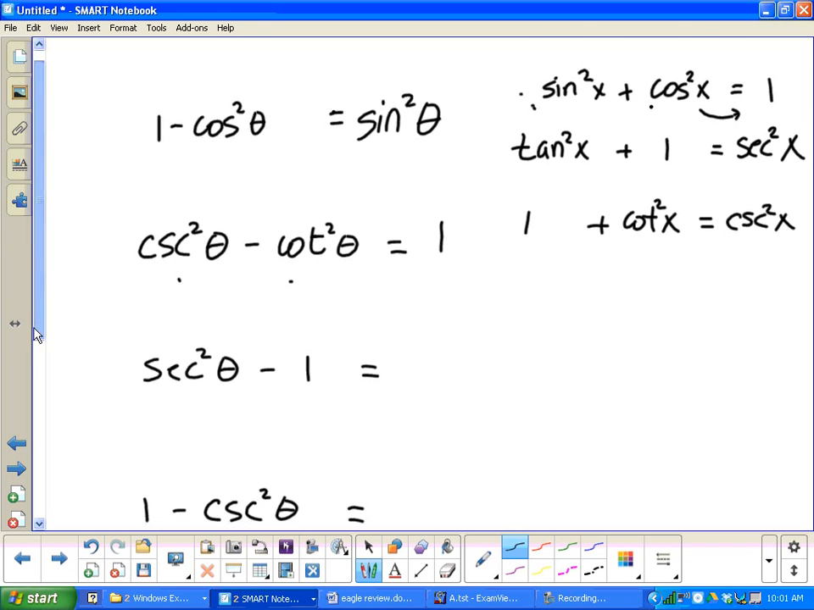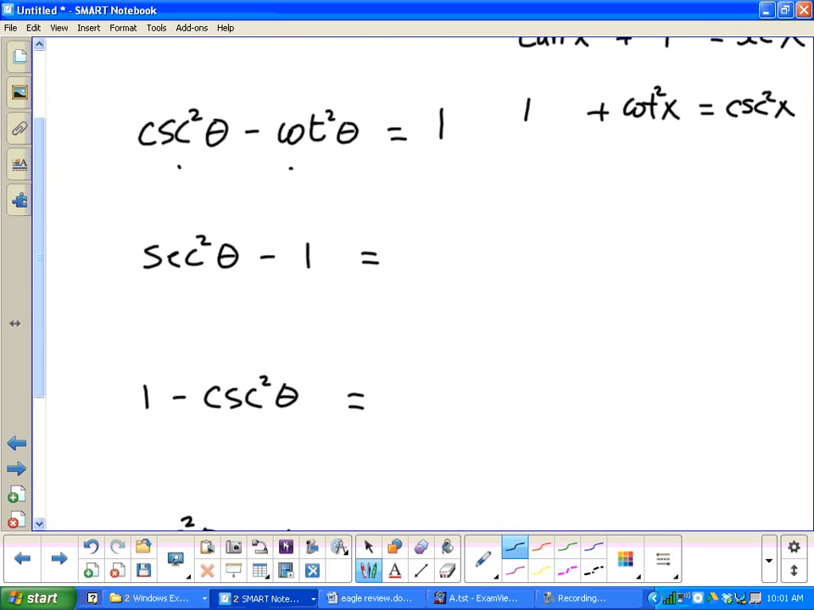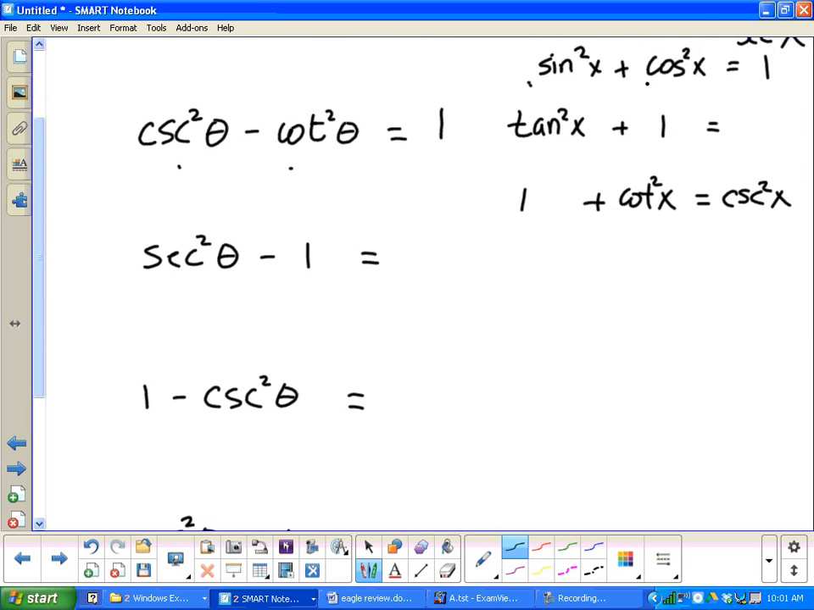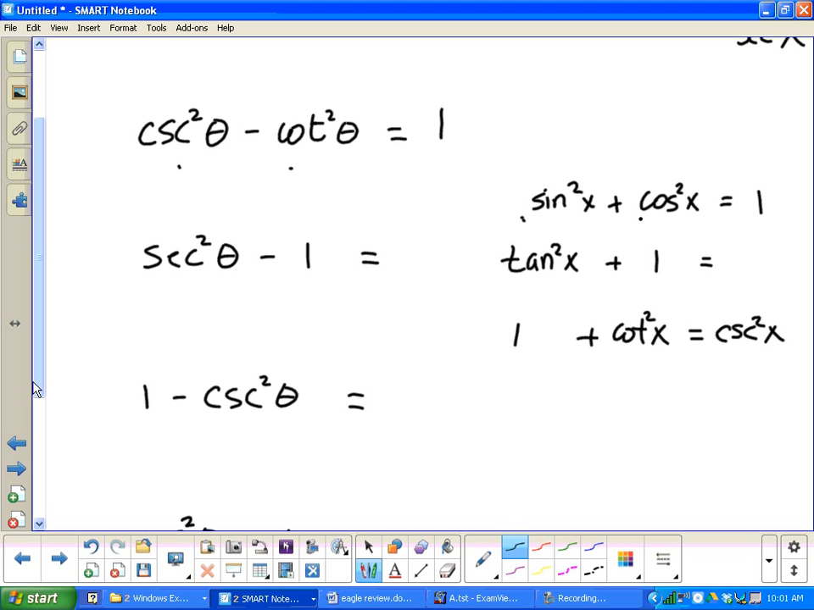Secant squared minus 1. Let me move my. So, I always keep these in front of me like that so I can look at them. Okay? So let's see. How could we make something say, oh, I forgot secant.